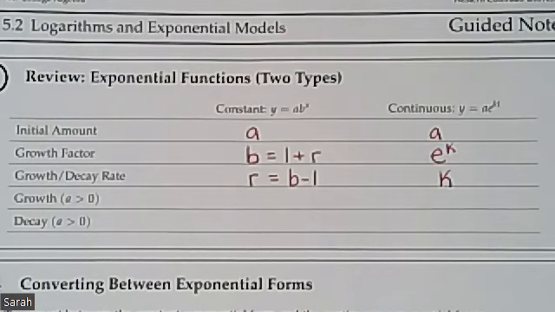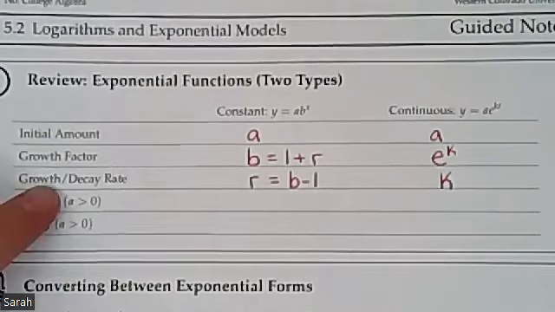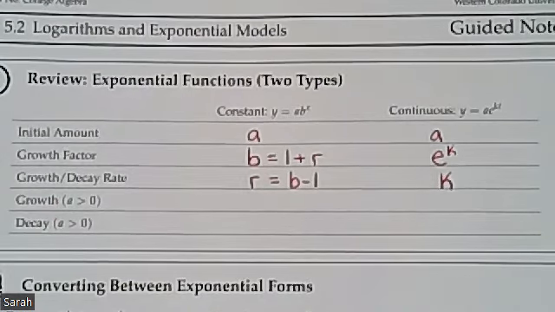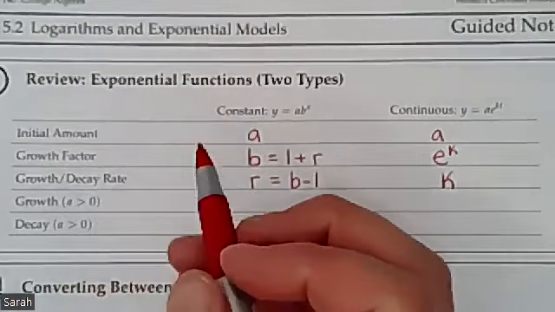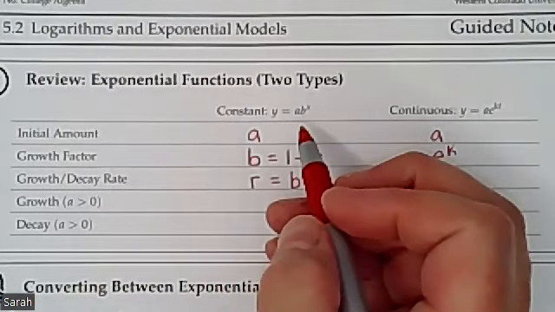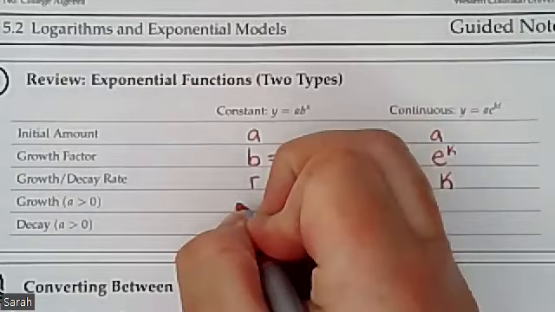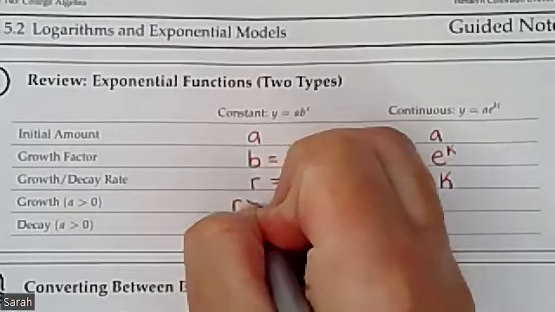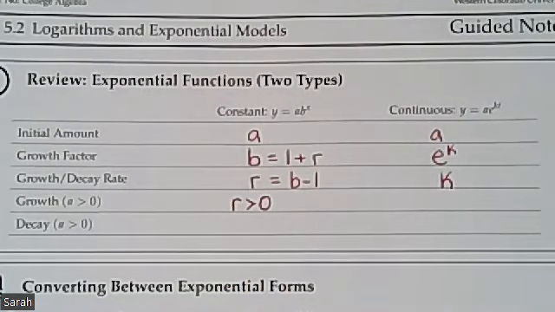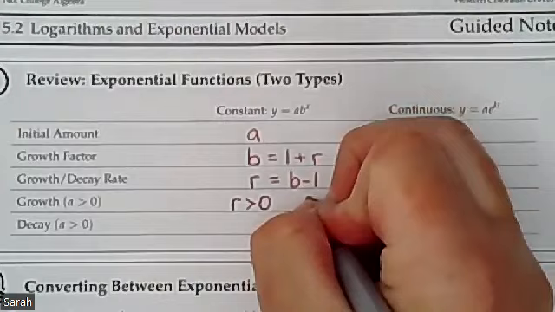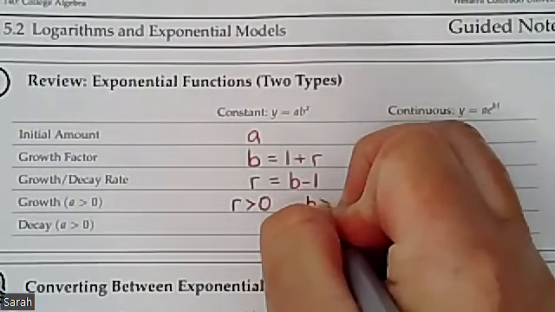All right, and then let's look at when each of these functions is either growing or decreasing. So we do have to assume that a is greater than 0, so a is a positive number, our starting amount is positive. And if that's the case, then we know that our function is growing in the y is equal to ab to the x form if r is greater than 0. So if we have the value of r, we know it's greater than 0, that'll tell us we're growing, or if we have the value of b and that's greater than 1.